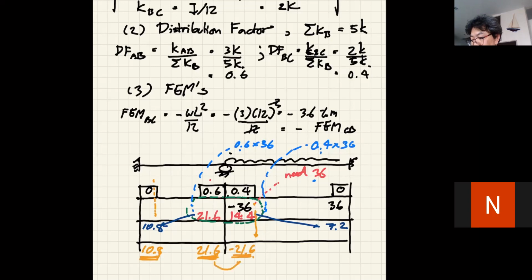Notice how, you know, equilibrium is maintained, and here you sum this up. So it becomes, how much is that? 43.2. Voila, that's it. The end of your moment distribution. And again, because this is sort of the derivative of slope deflection, the sign convention is the same.